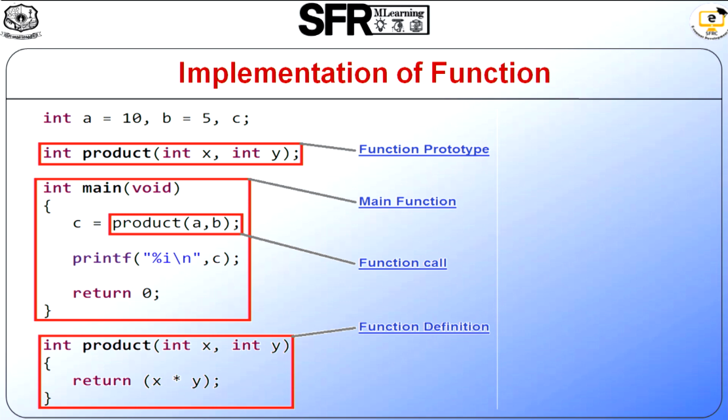From the main function the execution begins. The first statement is product of a comma b. So, the product function is called from that place, and the control is transferred to the function definition. There we calculate x into y. The x into y value is returned from the function to main and stored in the variable c. Finally, we print the c value from the main function. So, this is an example of how to create functions in C.